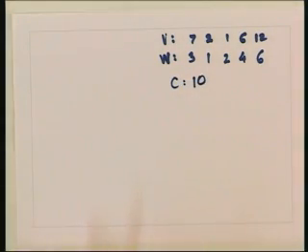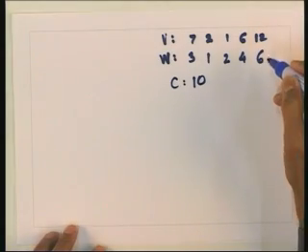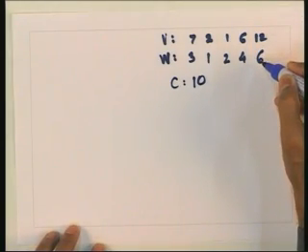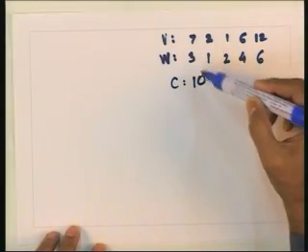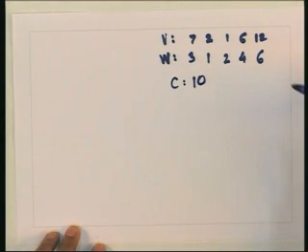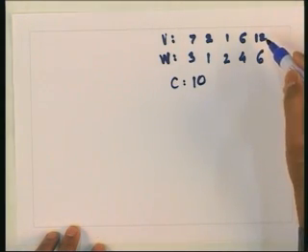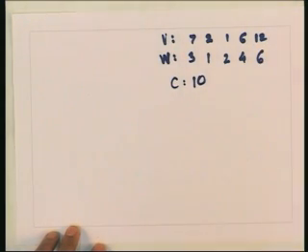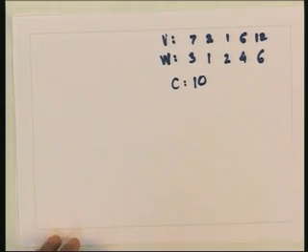Let me remind you what the problem is. We are supposed to pick up objects from this set such that the total weight is at most 10, but we want to pick up the objects of maximum value. So, this is the problem. Let me now remind you how we did backtrack search on this.